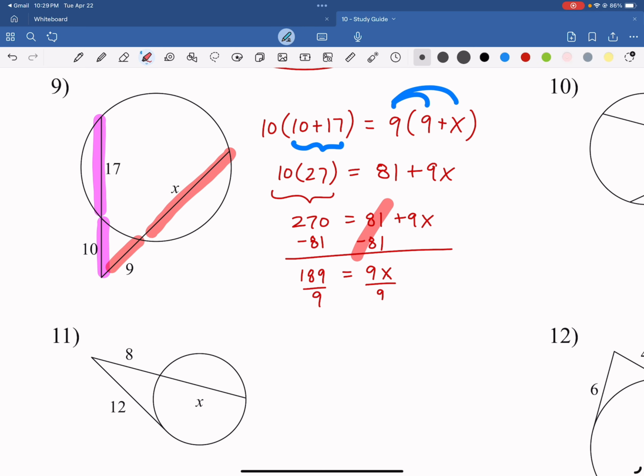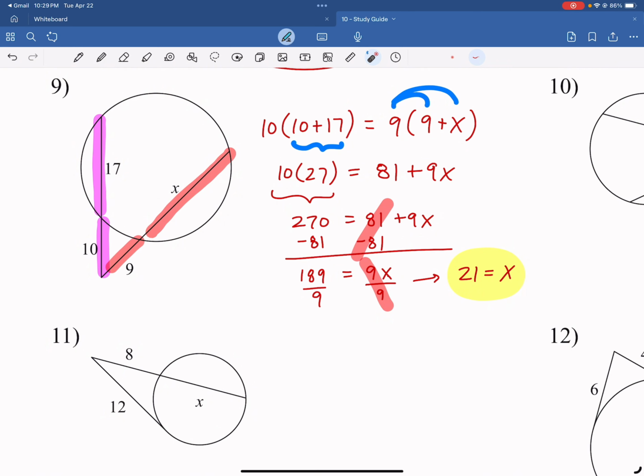One last step. Let me write the answer here. The answer is going to be 21 is equal to x. 189 divided by 9 gives you that nice clean number. Okay. So again, this is just 21 is what it's saying.